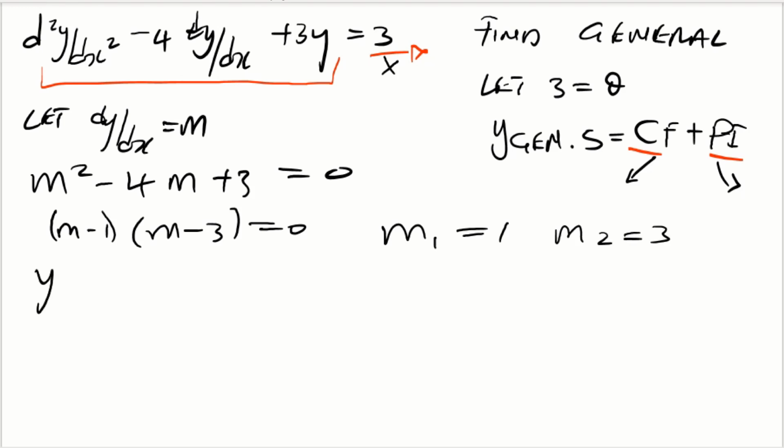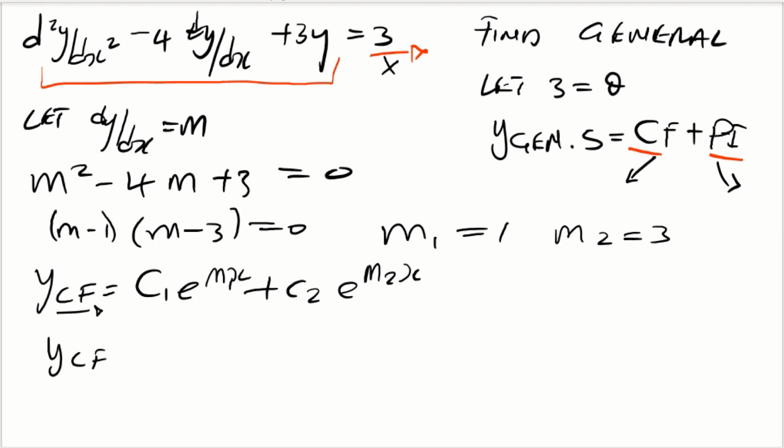So now you're going to say YCF equals to, you find your complementary function equation, then you're going to get C1 e to the power of m1x, plus C2 e to the power of m2x. So YCF will be, we substitute those values of m. As you can see guys, these factors are not the same. The factors of m are not the same, so you use this equation if they are not the same.